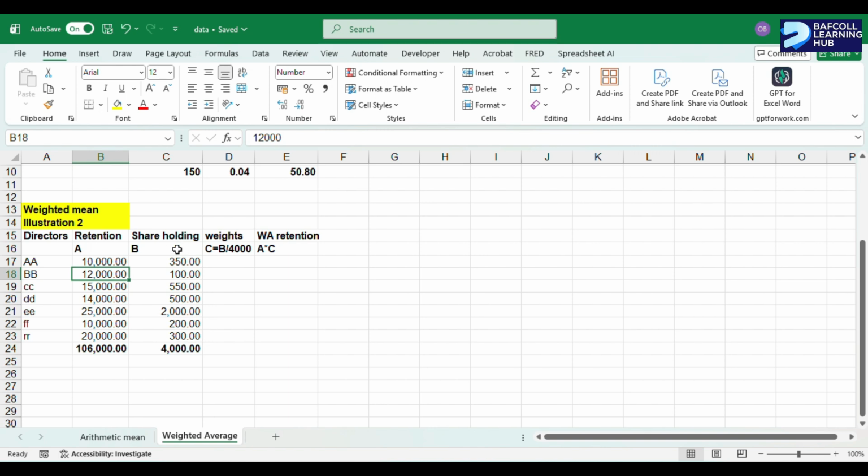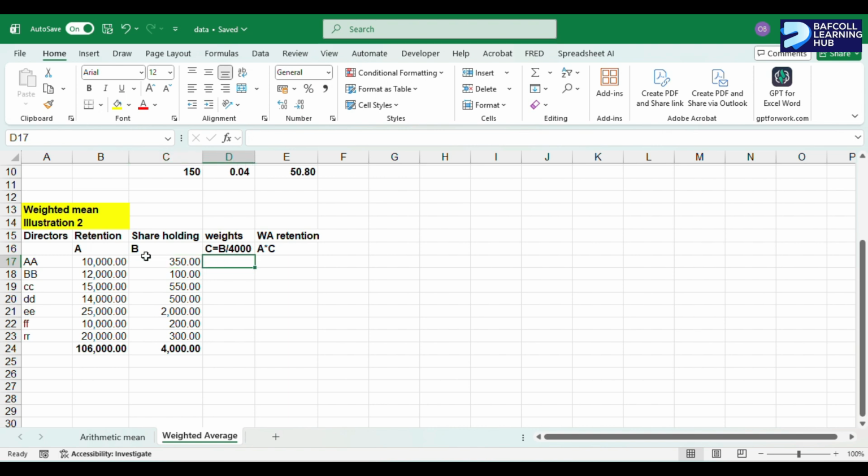So with the help of the shareholdings, we compute the total shareholdings that are in the company. Then based on that, we can go ahead and compute the weight. Now, in computing the weight, what we are going to do is that you take the shareholdings of, let's say, director AA, then we divide by the total number of shares outstanding in the company.